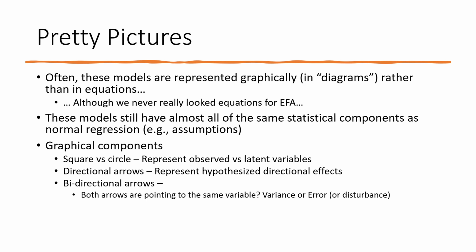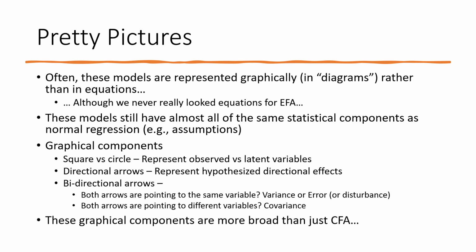But in this case, with a bidirectional arrow, just think of it like a big loop almost, where it goes out and comes back in and points to the same variable, that can indicate a variance or error. And if the arrows on both sides are pointing to two different variables, that's a correlation or covariance. That is, we're allowing those two variables to relate, but we're not specifying the direction of the relationship.